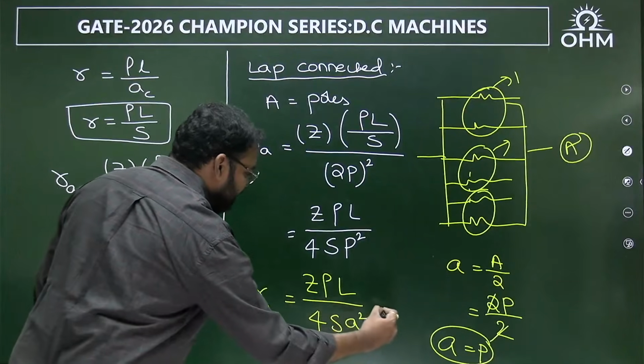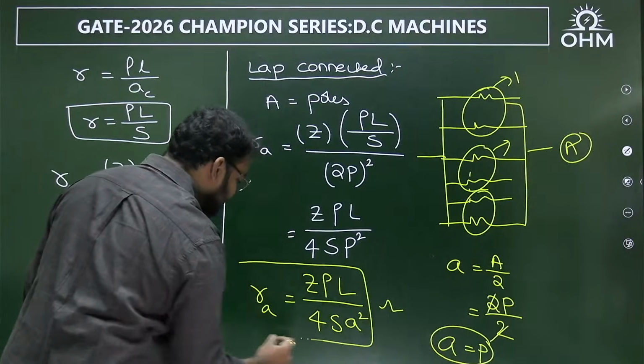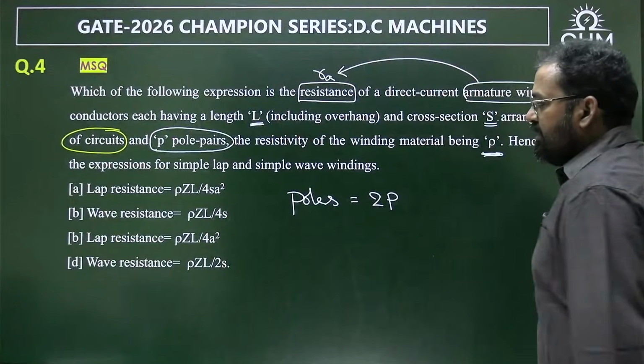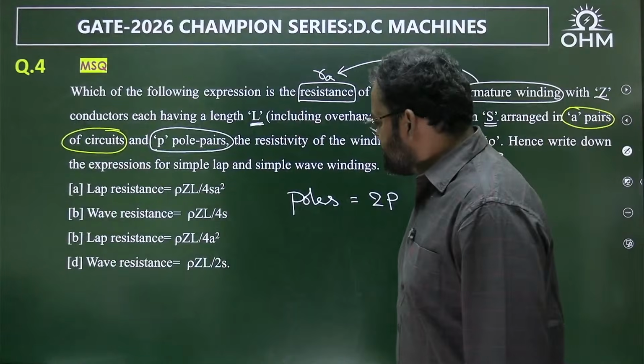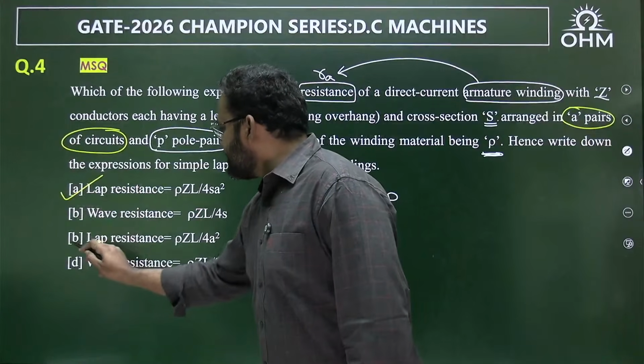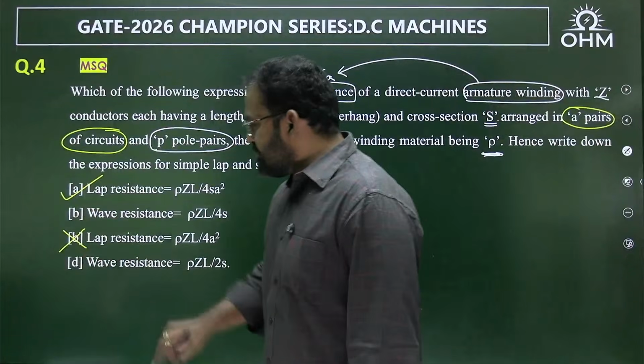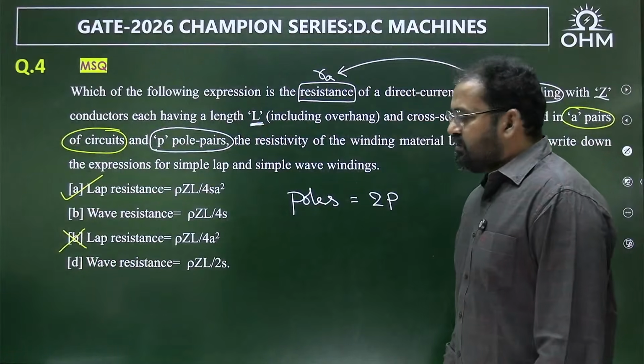This is the value of armature resistance if the machine is lap connected. So, for lap connection, we have 2 options. I think the first option is correct. The third option is wrong. This is C actually. That's a typing error. Okay.